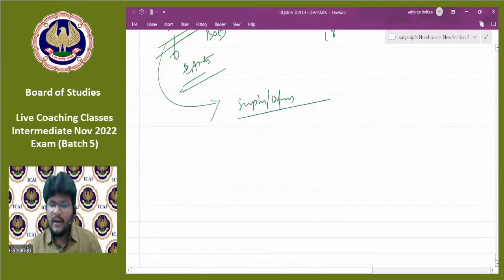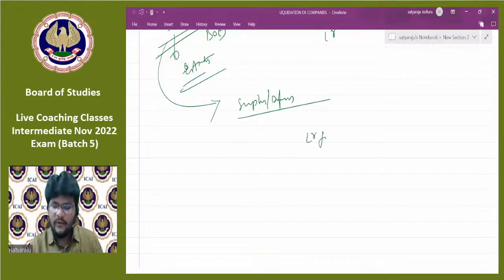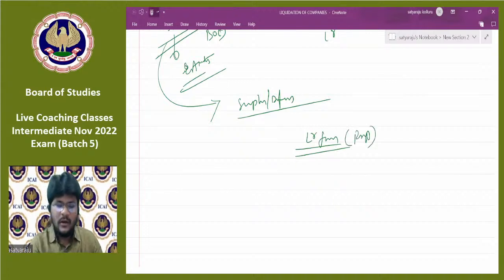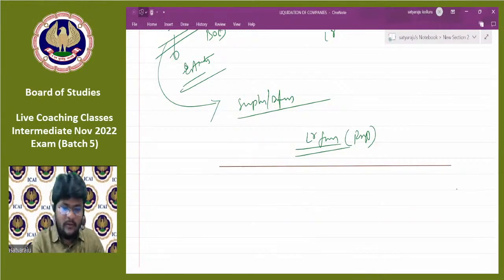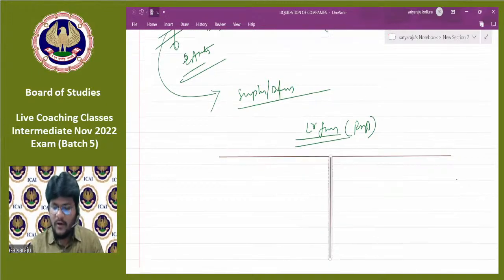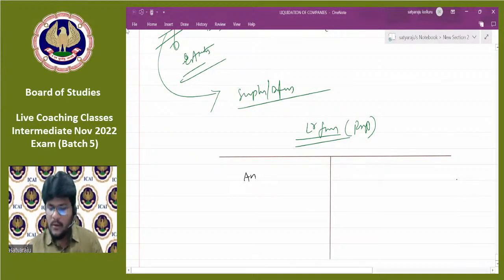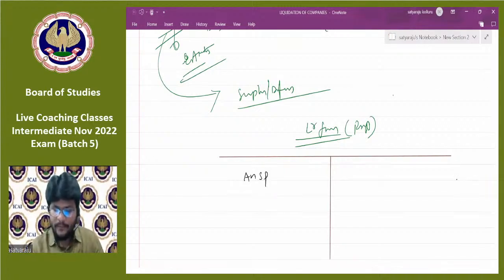Then we discussed various issues related to the liquidator final statement. The liquidator final statement is a simple receipts and payments account. How will the format look, sir? It will start with assets not specifically pledged, that is, we may start with ANSP, then assets specifically pledged.